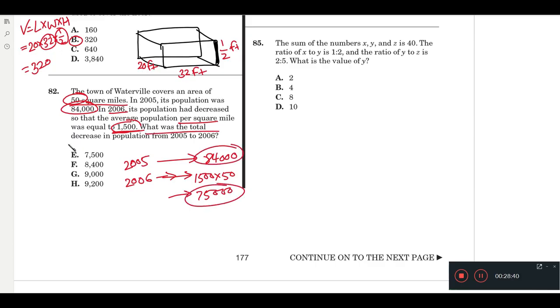Now it says, what was the total decrease in population? Subtract 84,000 minus 75,000, we get 9,000. Now who can tell me what question we can relate it to?